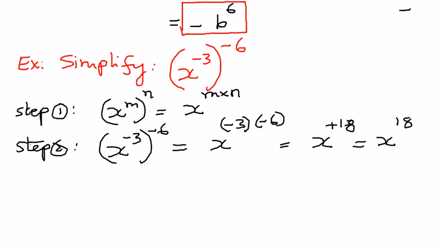The positive signs are implied. So if we do not write it, it is implied that it is a positive number. So therefore, x to the power of 18 is the simplified form of x to the power of negative 3, the whole thing raised to the power of negative 6. So this is the way we want to use the laws of exponents to simplify these types of problems.